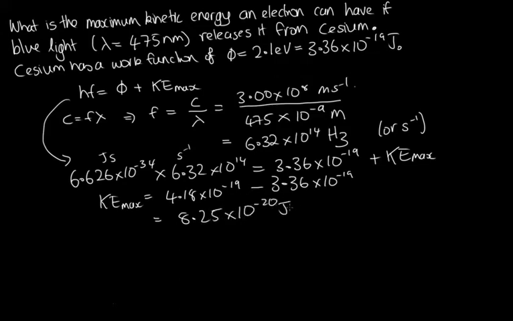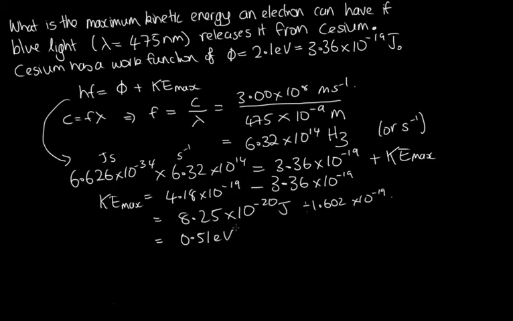joules. Now if you wanted to give this in electron volts, which you could, you just need to divide it by the charge on an electron, 1.602 times 10 to the minus 19. If you do that, you end up with 0.51 electron volts.